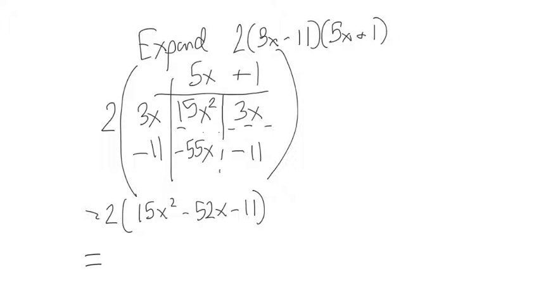So finally, I have to distribute this 2 out front into each of these 3 terms. So once I do that distribution, I'm going to have 2 times 15 is 30x squared. 2 times negative 52 is minus 104x minus 22. Okay, that's my final step. That's fully expanded.